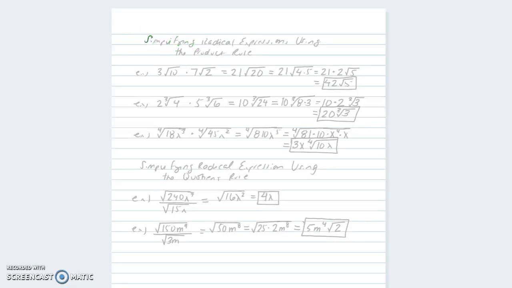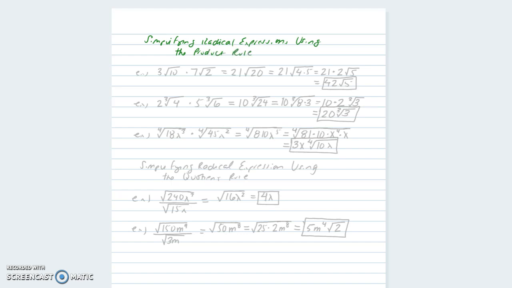Simplifying radical expressions using the product rule. So let's look at 3 examples of this.